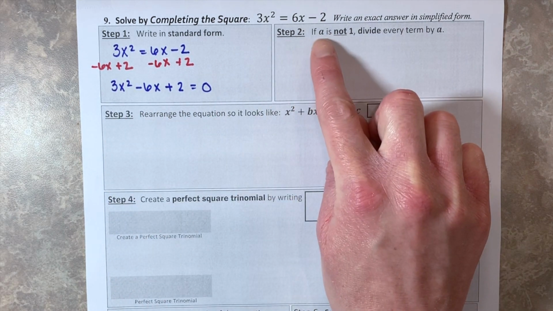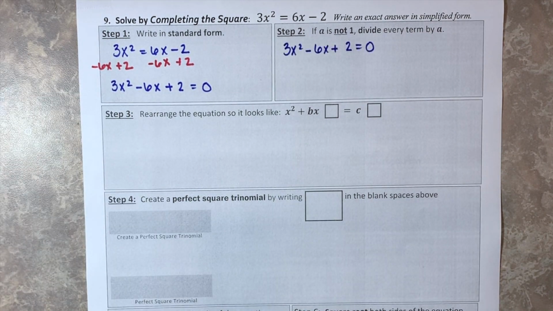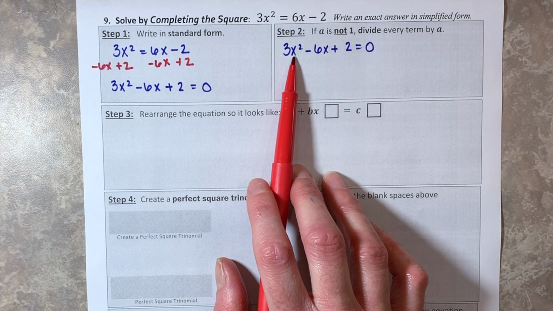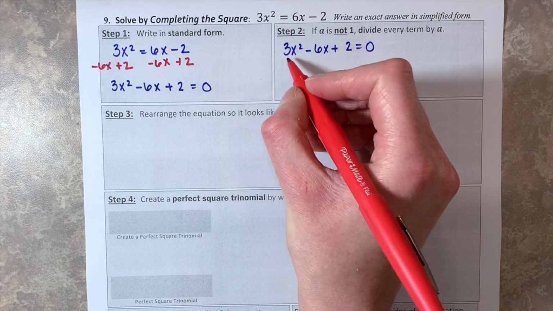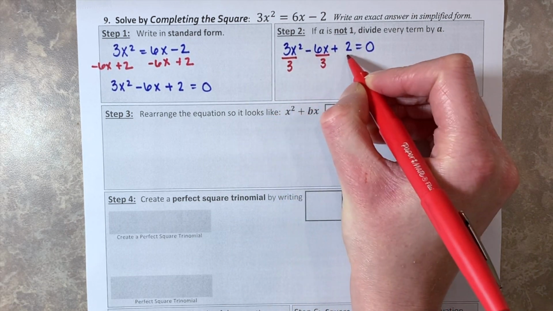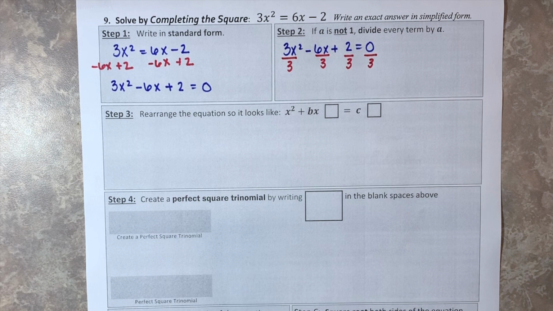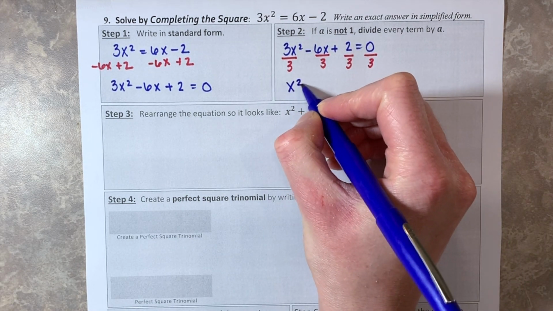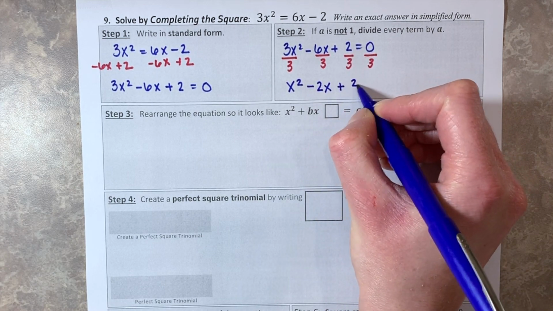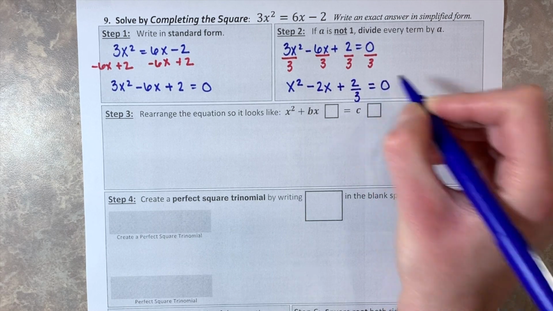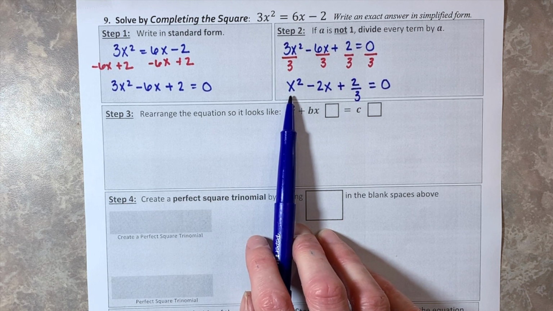And to do that, it says if a is not 1, divide every term by a. So I'm going to start by copying down this standard form. In order to make it so that our coefficient of our x squared is 1, look at the coefficient of your x squared and divide each and every term by that coefficient. So we'll divide this by 3, this by 3, and this by 3. If you divide the left side of your equation by 3, we should also divide the right side of our equation by 3. This will leave us with x squared. Negative 6x divided by 3 will give us negative 2x. And then we'll just leave this as a positive 2/3. And 0 divided by 3 is just 0. Now we've fixed our trinomial. Now the coefficient of the x squared is a 1, so now we'll be able to use those tricks.